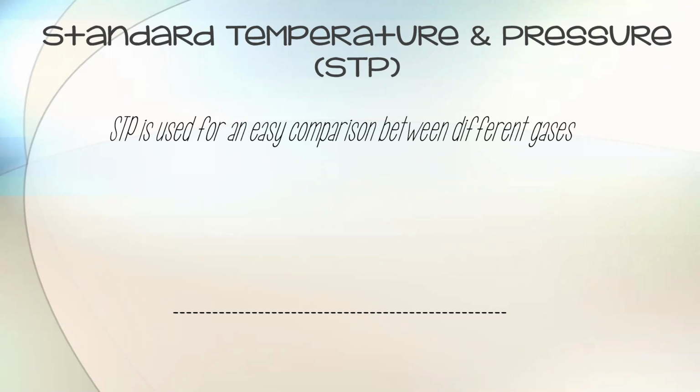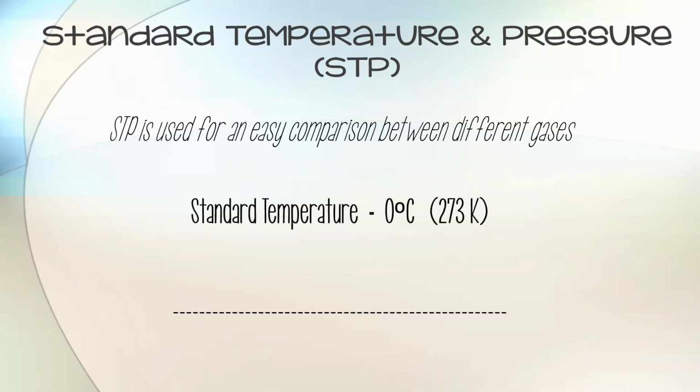So the first thing we need to know is what is standard temperature and standard pressure, which is abbreviated STP. S for standard, T for temperature, P for pressure. So STP is basically used for an easy comparison between different types of gases. So standard temperature, if you're in Celsius scale, it's 0, and there's a degree sign. If you're in the Kelvin temperature scale, which we'll talk about in a minute, it's 273. So either of those can be used depending on the situation. And then standard pressure is 1 atm.